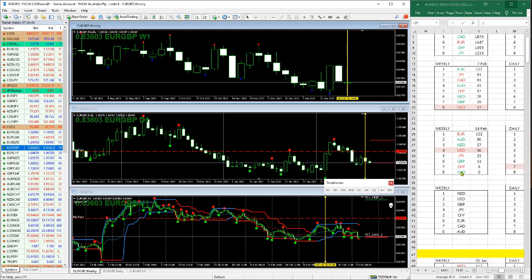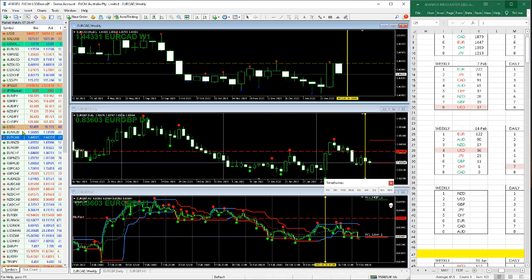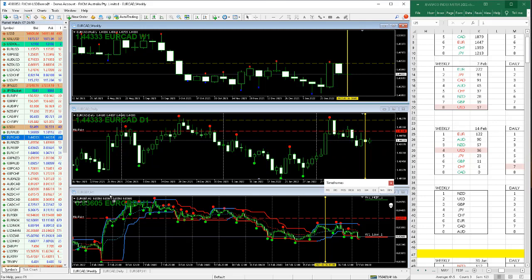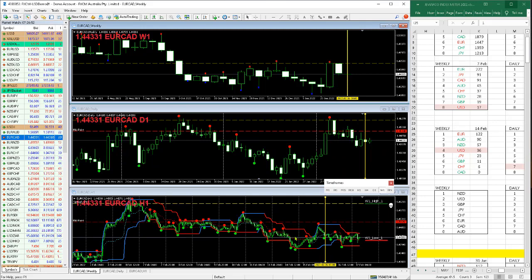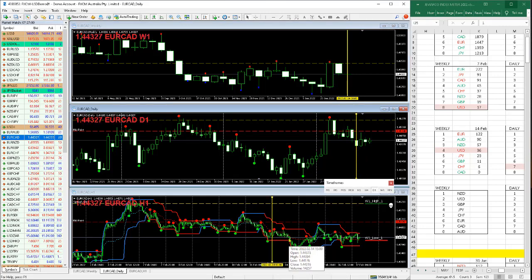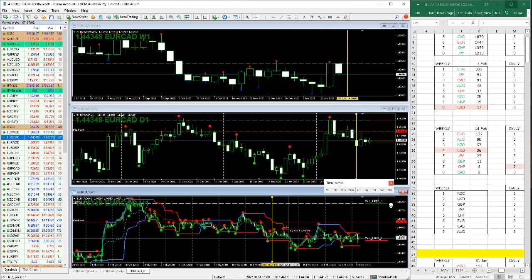Then we have the Euro Canadian. Now this one, I think I got a trade. It has not been behaving well. The trade I did here was at the beginning of the week. When the market came over there, I moved my stop and got stopped out over there. So now I think I haven't re-entered.